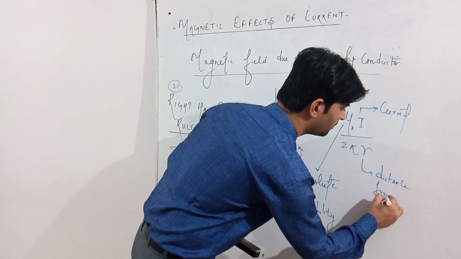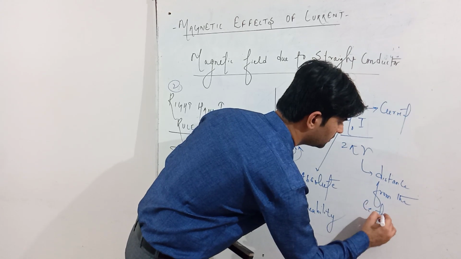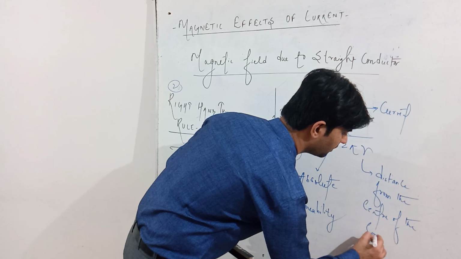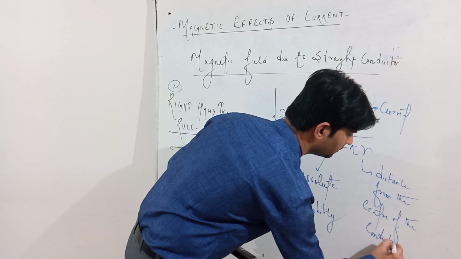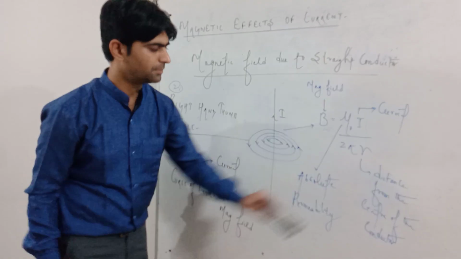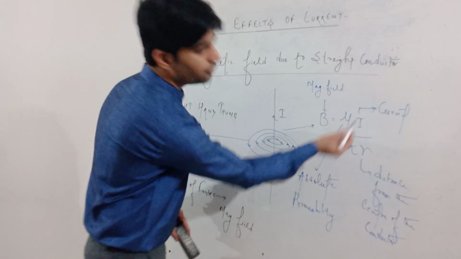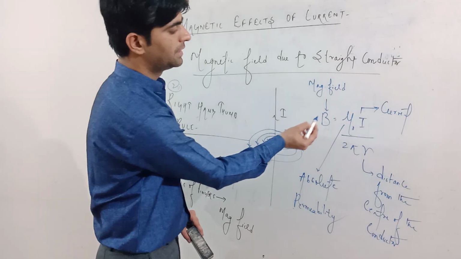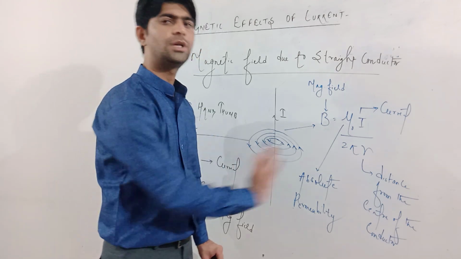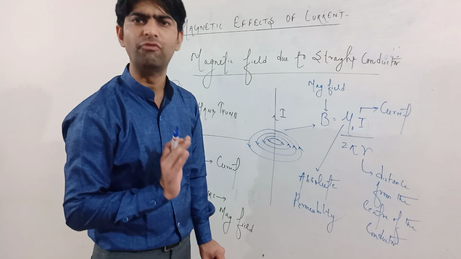And R is the distance from the center of the conductor. That means this is R. More and more you move away from the conductor, lesser will be the intensity of magnetic field. जितना आप दूर जाते जाएंगे कंडक्टर से, उतना ज़्यादा आपका मैग्नेटिक फील्ड वीक होता जाएगा.